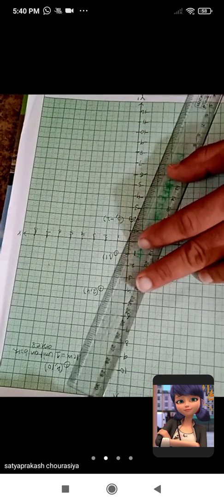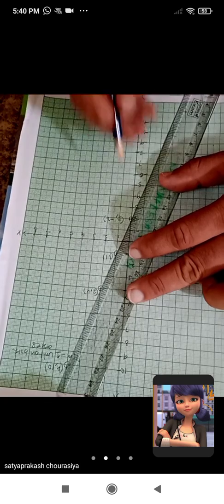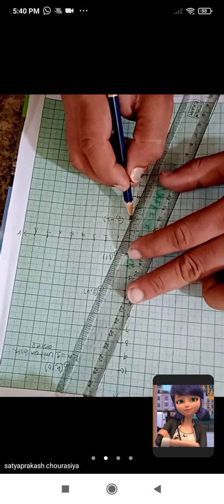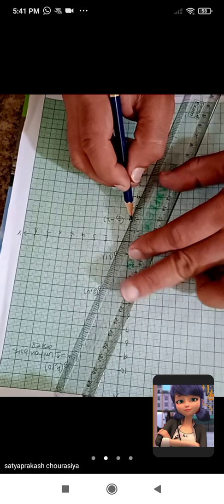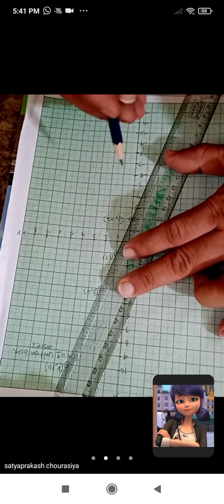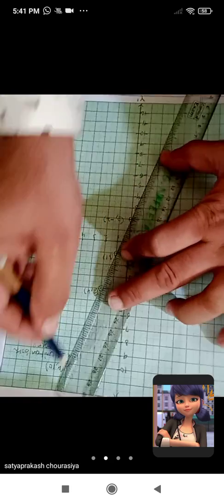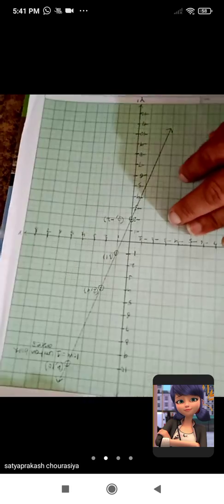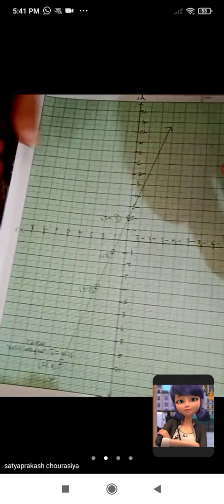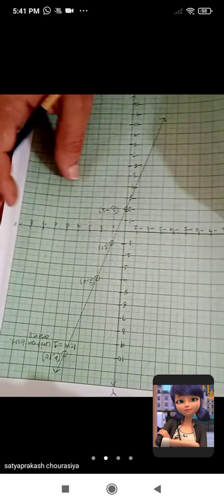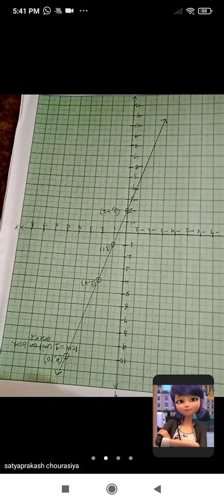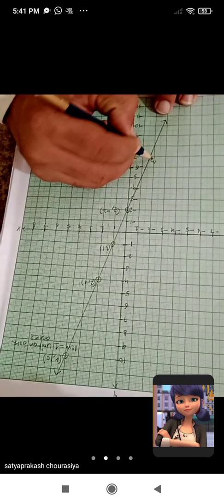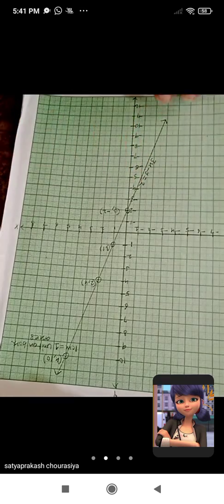Let's join it. Okay, first you match all 4 points, then draw a straight line using the long scale. Don't use the 6 inch scale, use the 15 centimeters scale. Now write down the equation. What is the equation? 3x minus y is equal to 2.